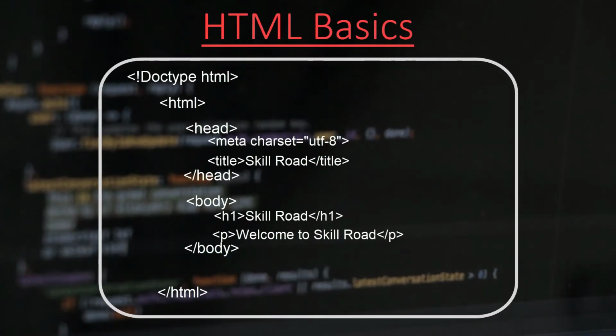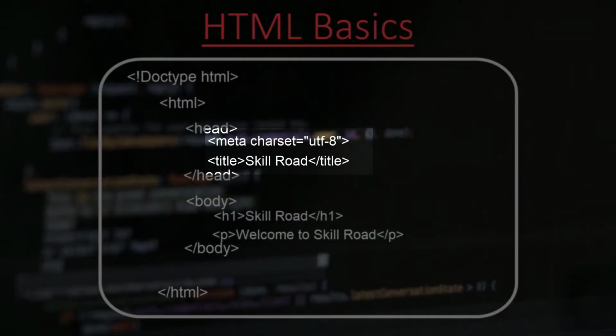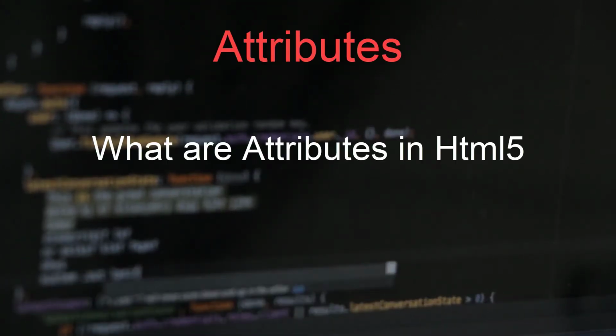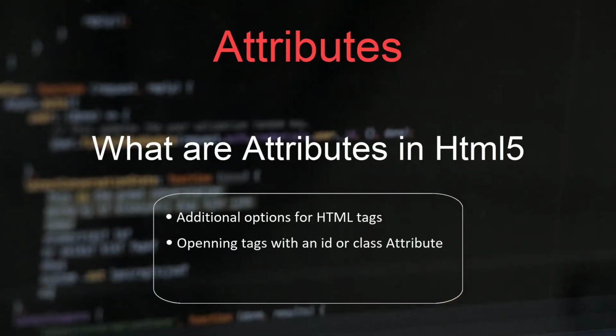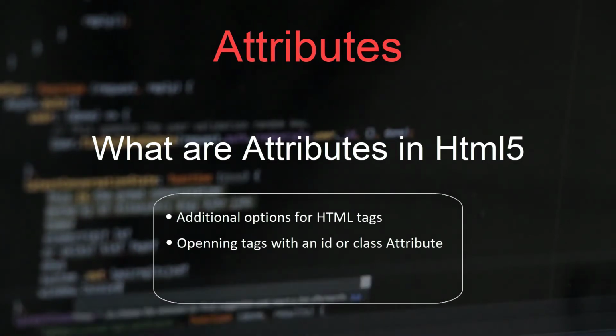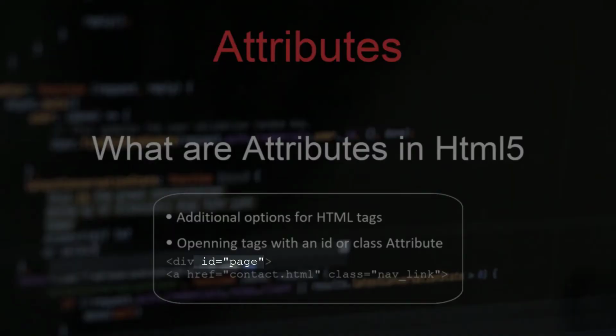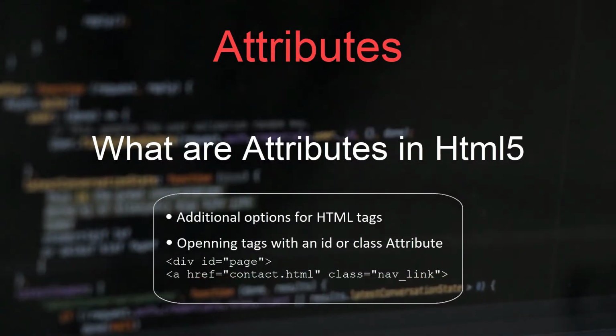One thing we should notice is that the head and the body element usually have several child elements inside of them. That's the case of div, section, etc. Attributes. What are they? Well, there are additional options for HTML tags. For example, an opening tag can have an ID attribute. Also, it can have a class attribute.